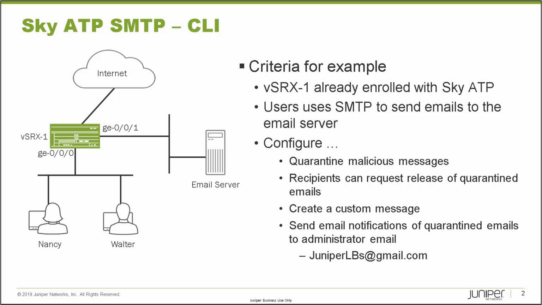All right, so the criteria for this example: vSRX1 is already enrolled with Sky ATP. Users will be using SMTP to send emails to the email server. So we need to configure the following. We need to quarantine malicious messages. Then the recipients can request release of quarantined emails. Then we need to create a custom message, and we need to send email notifications of quarantined emails to the administrator email, which is juniperlbs@gmail.com. So let's go ahead and jump to the Sky ATP web interface to get this started.